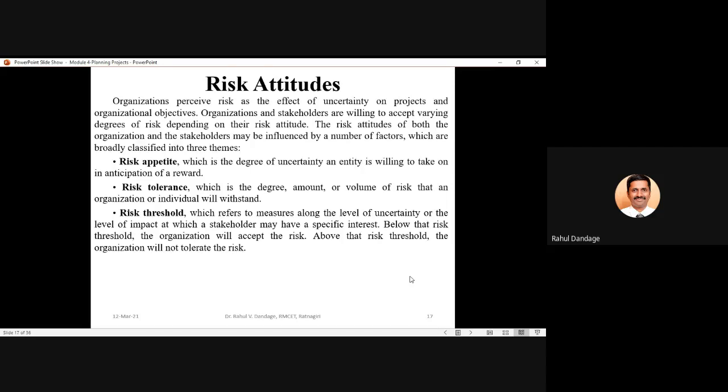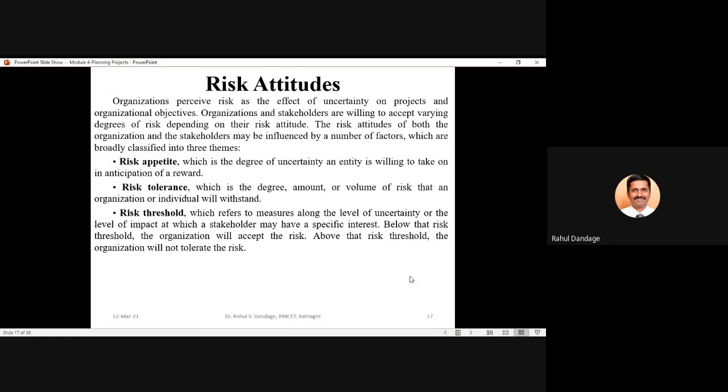Coming to the next part, which is about the risk attitudes. There are certain risk attitudes. Whenever we discuss risk attitudes, they are of three different categories: risk appetite, risk tolerance, and risk threshold. So basically we'll try to understand what this risk attitude is all about.